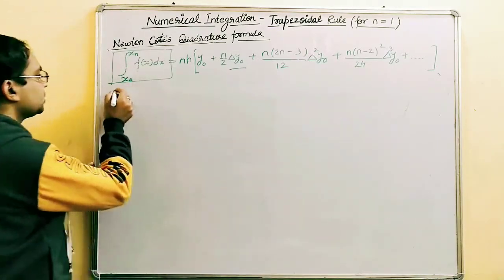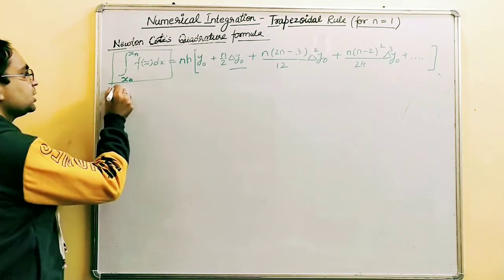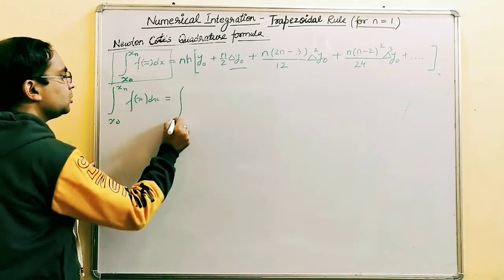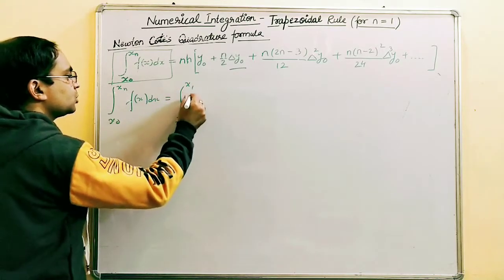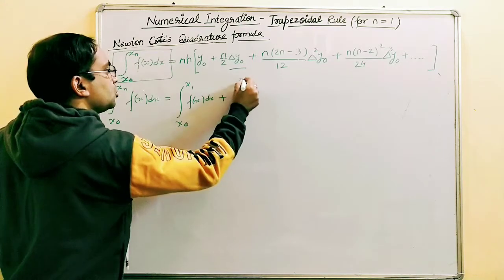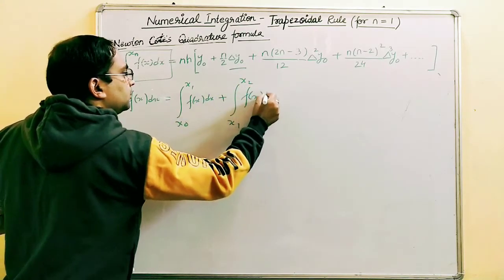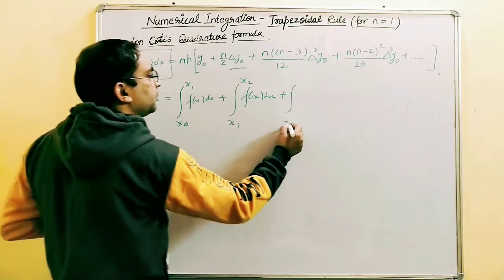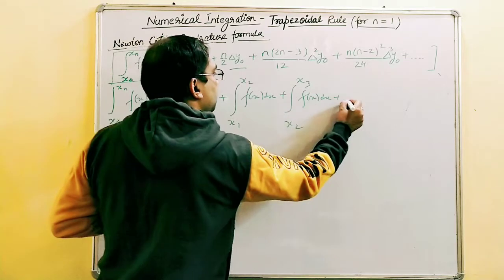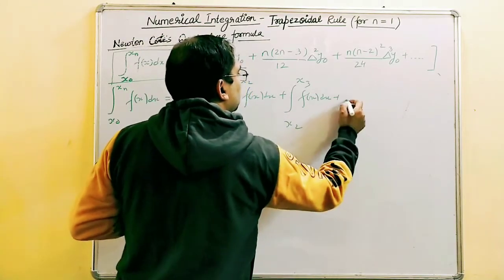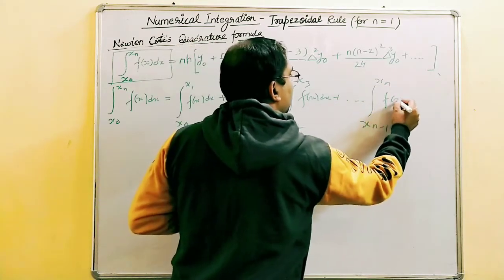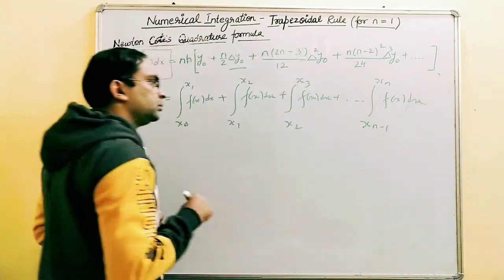So this is rewritten as the integral from x0 to xn of f(x) dx, equal to the integral from x0 to x1 of f(x) dx, plus the integral from x1 to x2 of f(x) dx, plus the integral from x2 to x3 of f(x) dx, plus and so on, up to the integral from xn minus 1 to xn of f(x) dx.